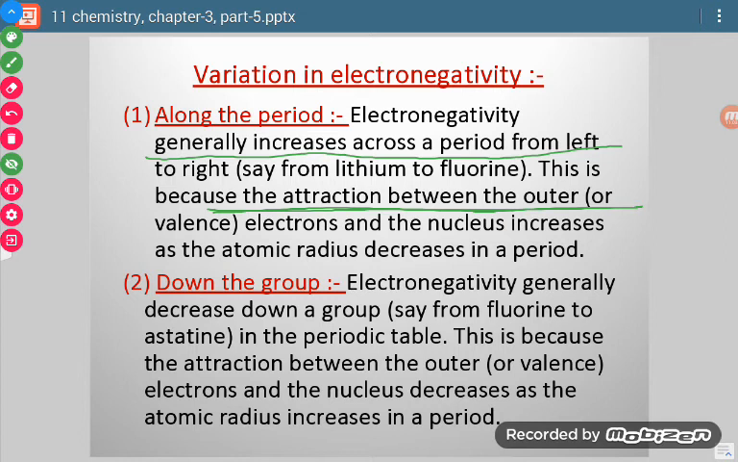Now if we move in a group from top to bottom, then electronegativity value will decrease. Why will it decrease? Because here size increases. Just now we did two factors. So when size increases, then attractive force becomes less, and since attractive force becomes less, so what is the result? Electronegativity value will decrease down the group.